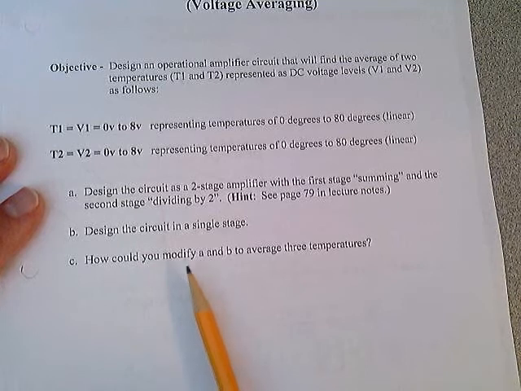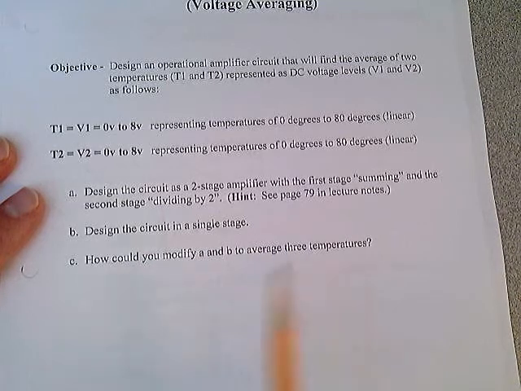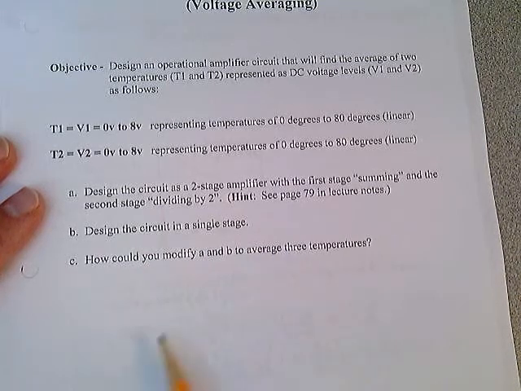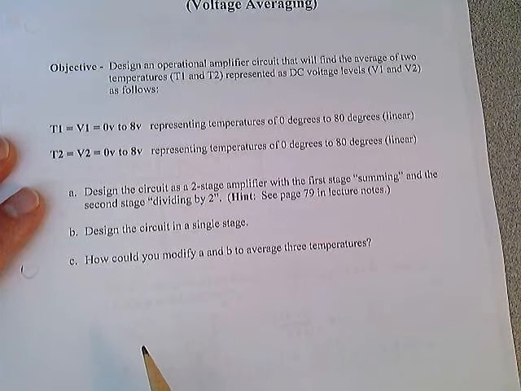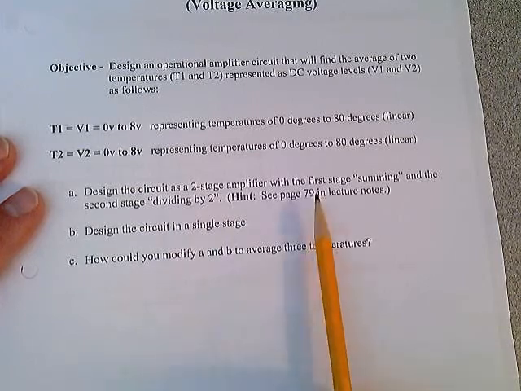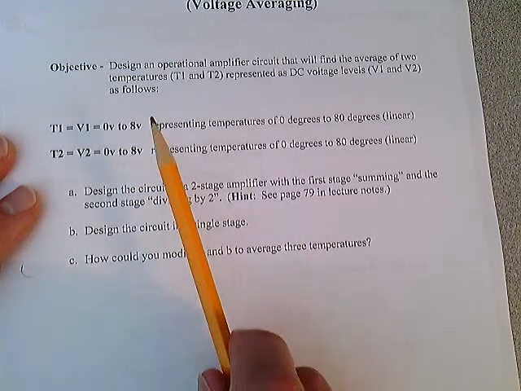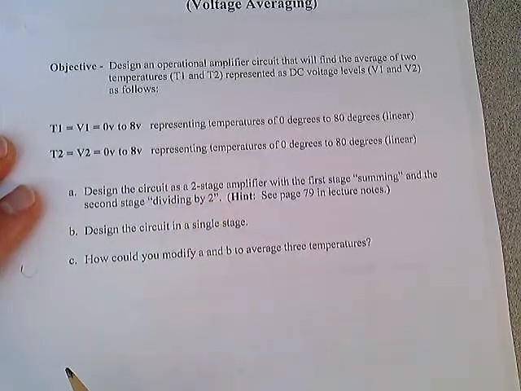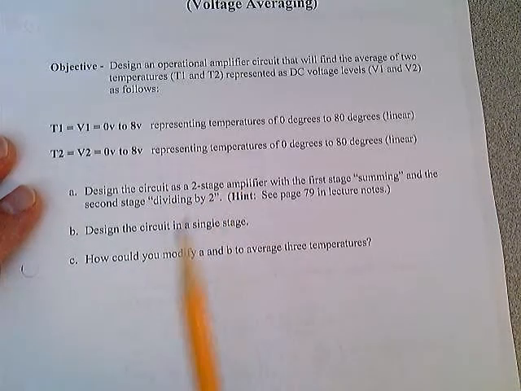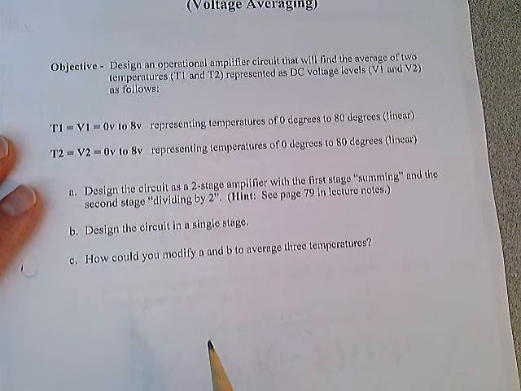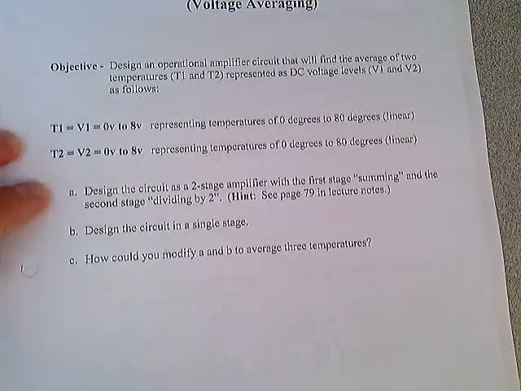Then how would you modify both A and B to average 3 temperatures? You could do that with a single stage too, or 2-stage. And again, you can look back on page 79. But it's a good homework problem. Engineers do it every day, and up until this class, you probably wouldn't know how to do it, but with operational amplifiers, pretty straightforward.